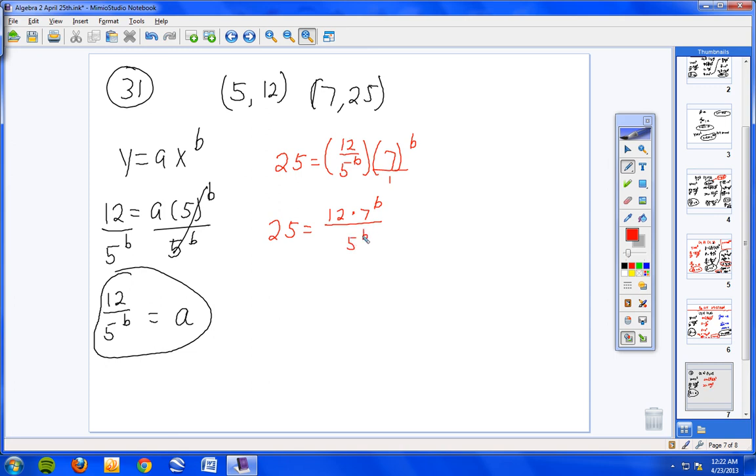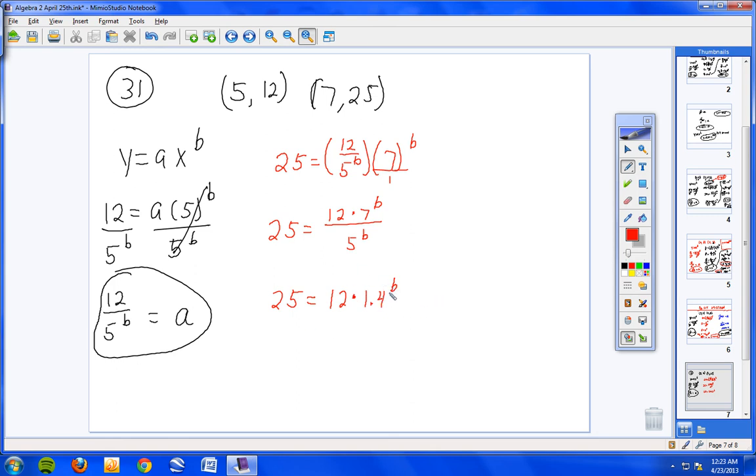There we go. Now here's what you've learned in the past. I'm going to go ahead and bring down my 12 here, and then times. You've learned that when you're dividing unlike bases with like exponents, you divide the bases and bring down the exponent. So 7 divided by 5 would be 1.4, and then bring down your b. 7 divided by 5 is 1.4. All right, bring down your b.